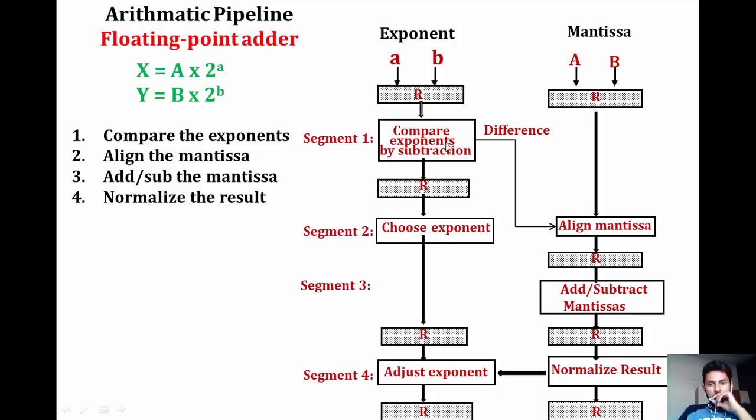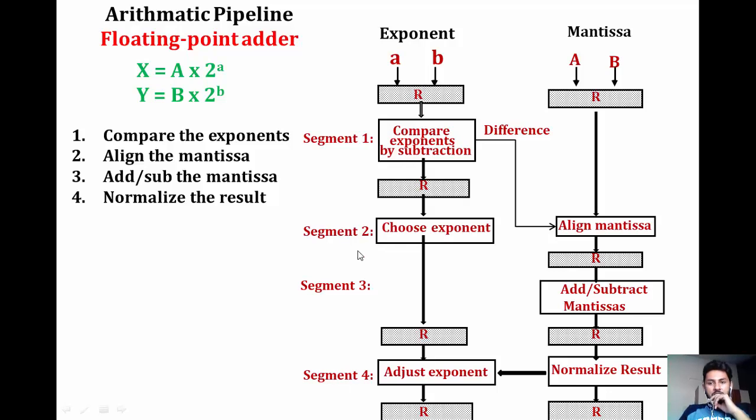Okay, so first thing, compare the exponents. In the first segment we'll compare the exponents. If there is a difference, then there is a need for alignment, right? So after the comparison there will be a comparison result, then the difference, then alignment. Alignment means it will simply perform a right shift on the numbers so that the mantissas can be aligned, and the result will be in these registers, right?